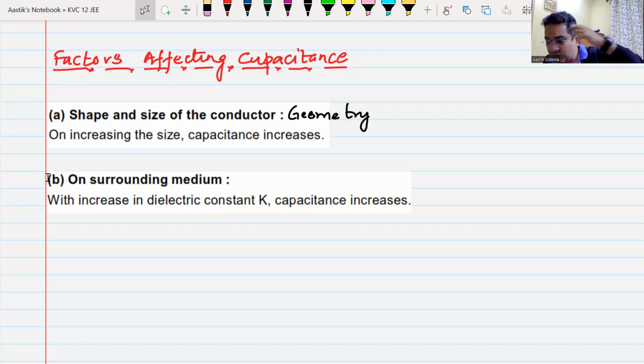Epsilon naught, epsilon r. Do we remember that from the first class of electrostatics? Half epsilon naught into epsilon r, I told you that is K. So it depends on the dielectric constant K. If you don't want to call it dielectric constant, you can also call it the relative permittivity of the medium. We remember that, epsilon r.